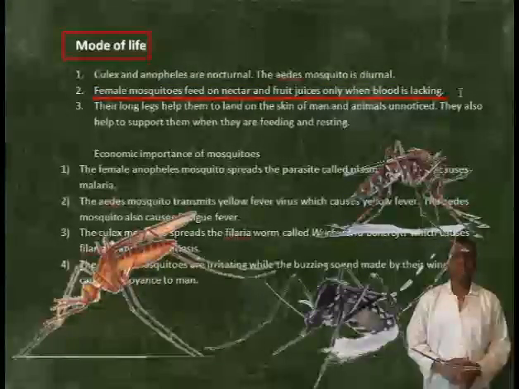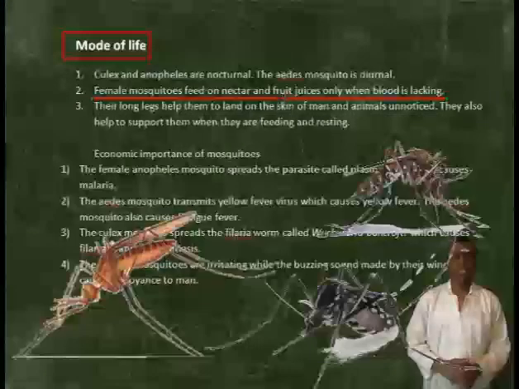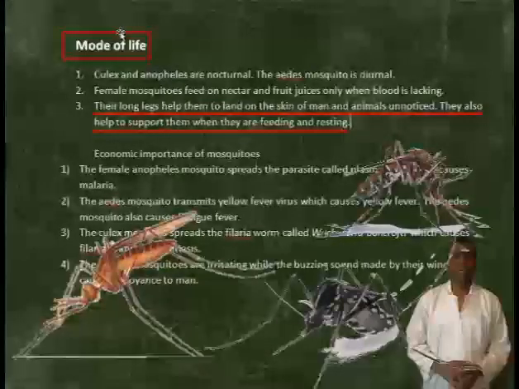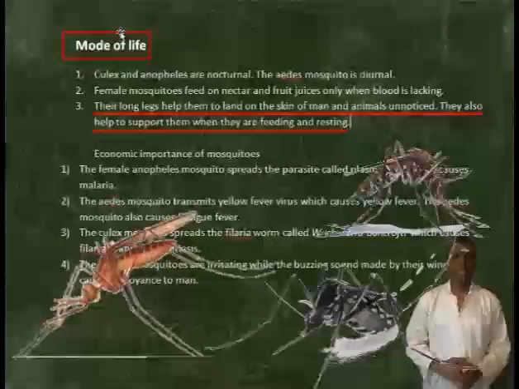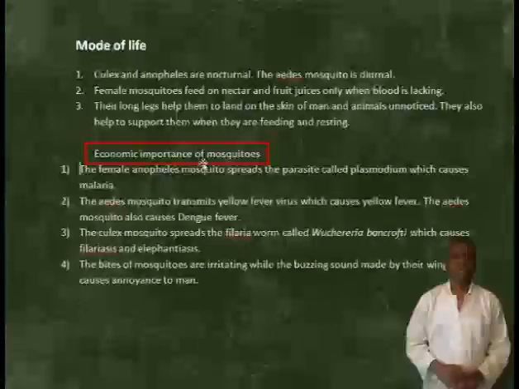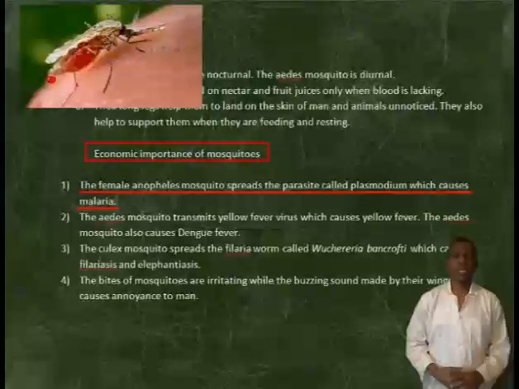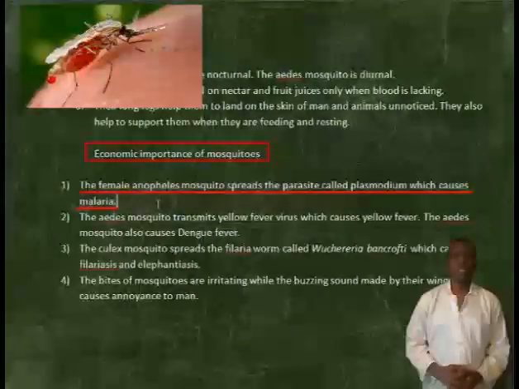Female mosquitoes feed on nectar and fruit juices only when blood is lacking. Their long legs help them to land on the skin of man and animals unnoticed. They also help to support them when they are feeding and resting. Economic importance of mosquitoes. The female Anopheles mosquito spreads the parasite called Plasmodium, which causes malaria.